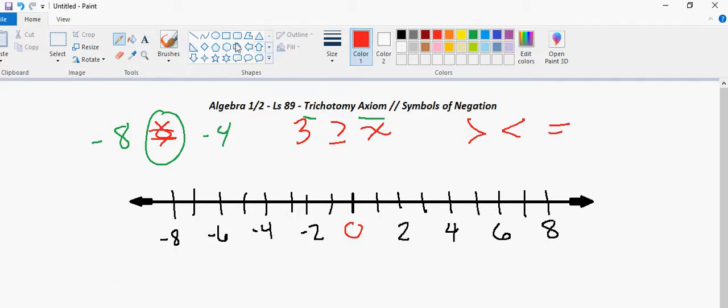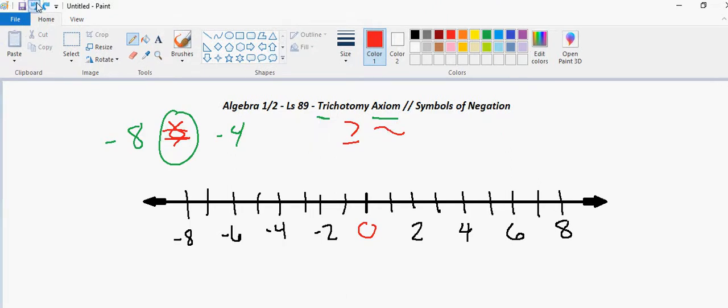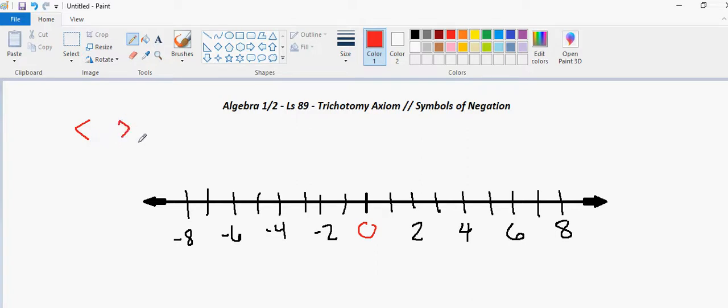Now, the symbols of negation means we're talking now about those symbols. This is the greater than symbol. This is the less than symbol. Equals, less than or equal to, greater than or equal to. They're used to denote things that are equal or not equal.